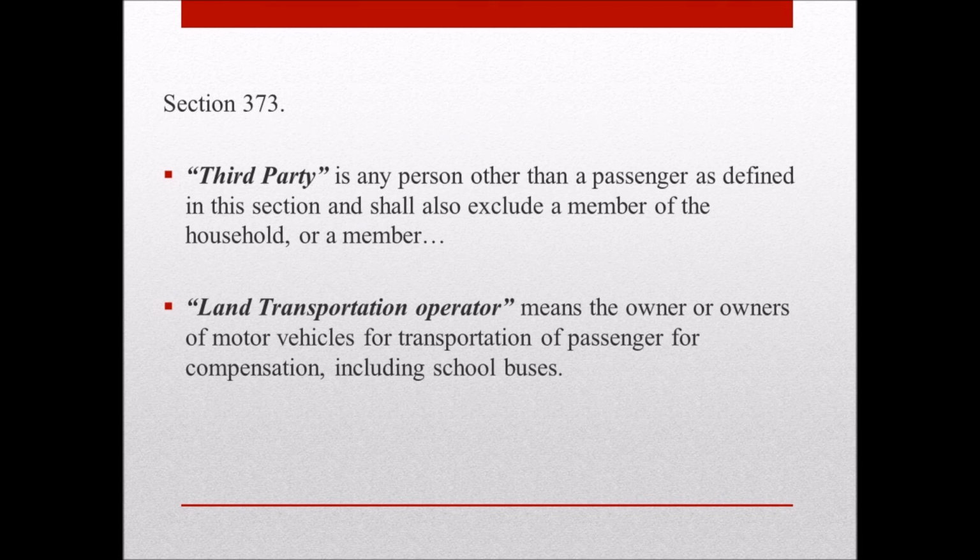Land transportation operator means the owner or owners of motor vehicles for transportation of passengers for compensation, including school buses. Section 374 states that it shall be unlawful for any land transportation operator to operate the same on the public highways unless there is enforced in relation thereto a policy of insurance or guarantee in cash or surety bond, issued in accordance with the provisions of this chapter, to indemnify the death, bodily injury, and damage of property of the third party or passenger, as the case may be, arising from the use thereof.